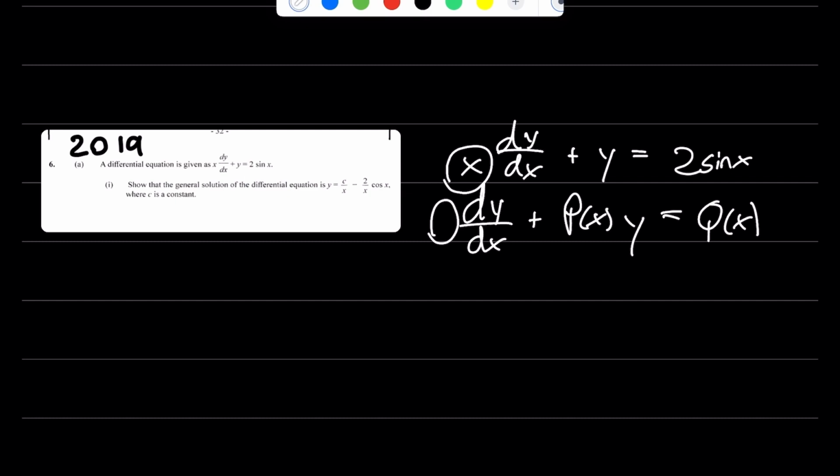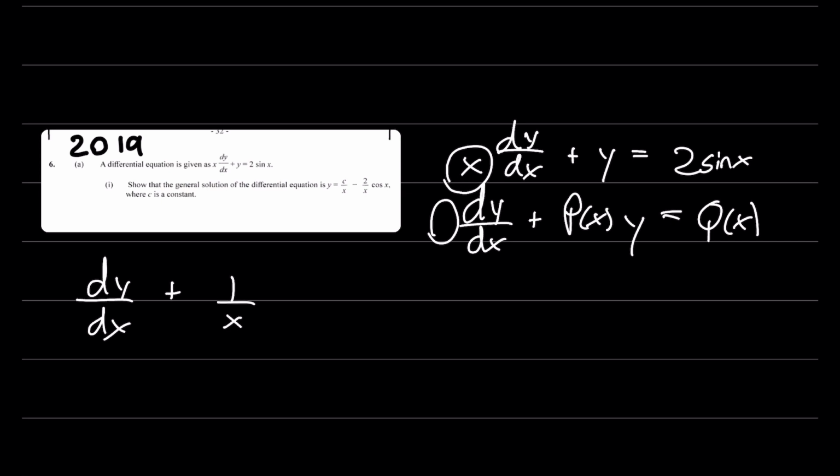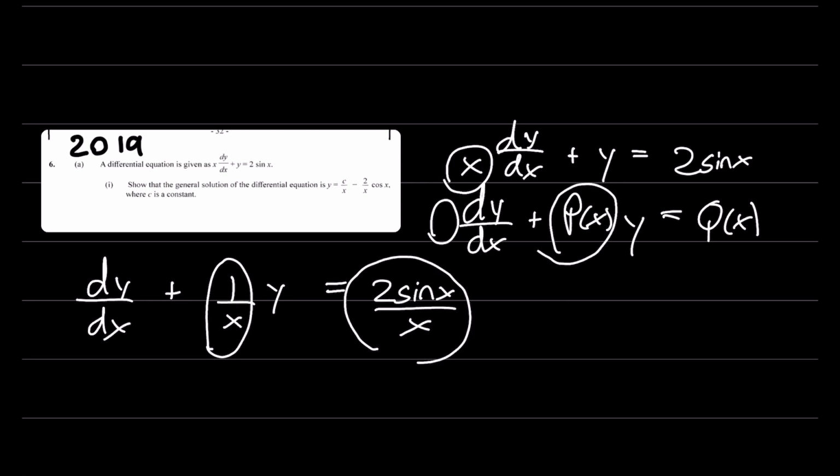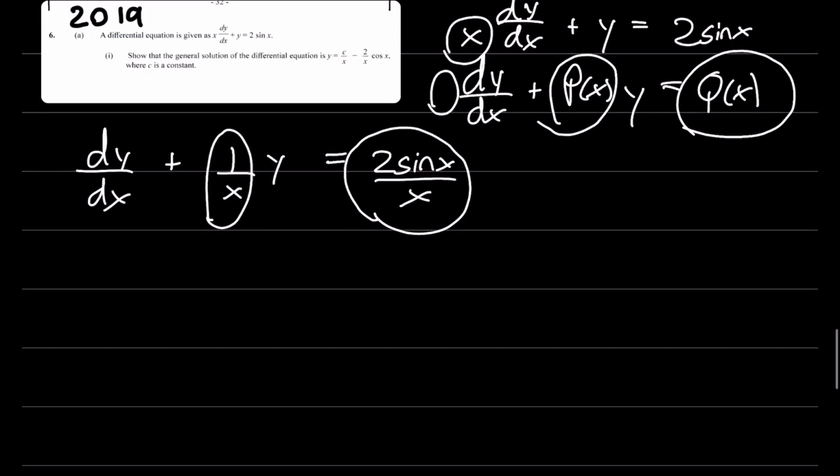So to do that, we divide everything by x. So we'll have dy by dx plus 1 over x times y equal to 2 sine x over x. And so now we have the exact same format as the, I forgot what I call this, but the foundation equation. Yeah, it has the exact same format.